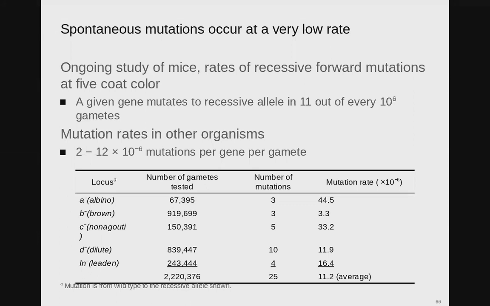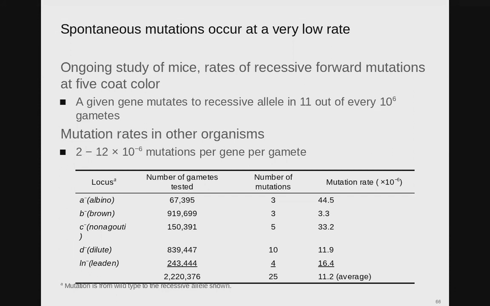And we can actually look at some examples of this. There's an ongoing study right now in mice where they look at rates of forward mutations at 5 coat color genes. So there's A, B, C, D, and LN. So not completely unknown to us in terms of letters to denote genes.